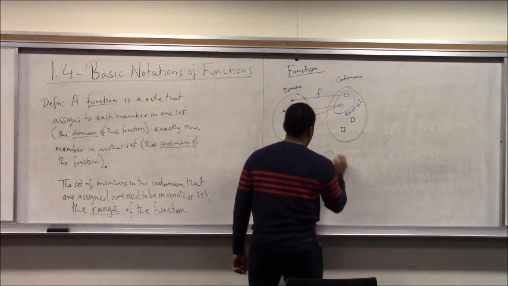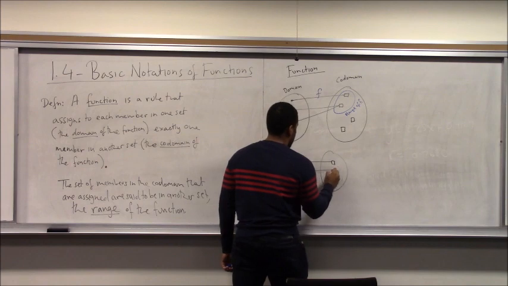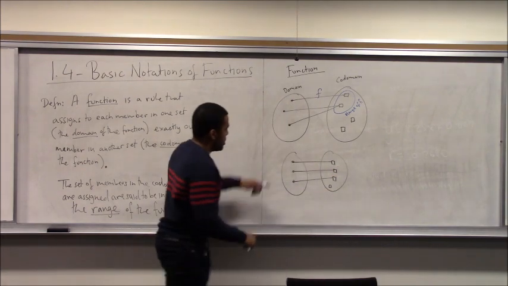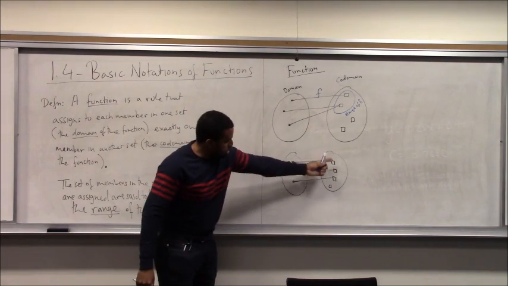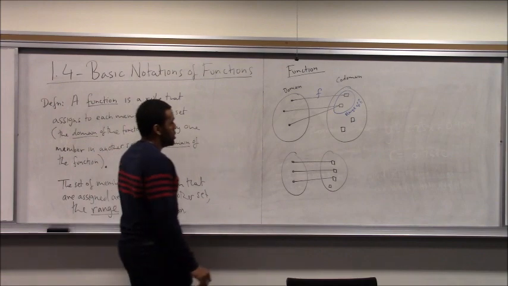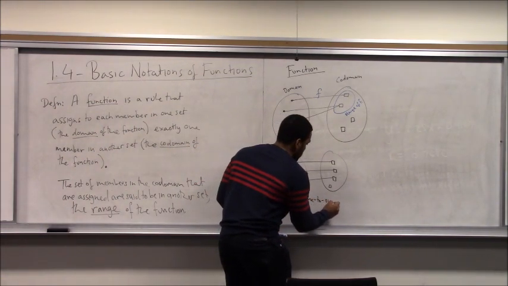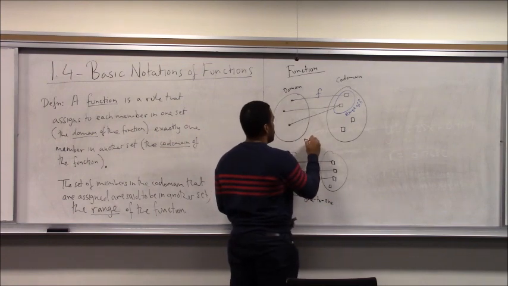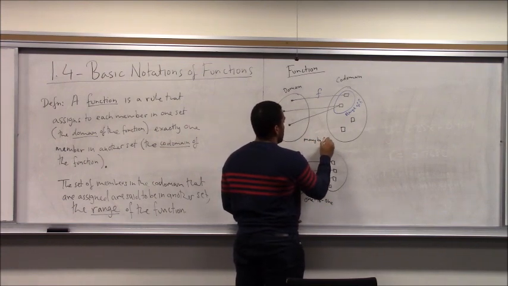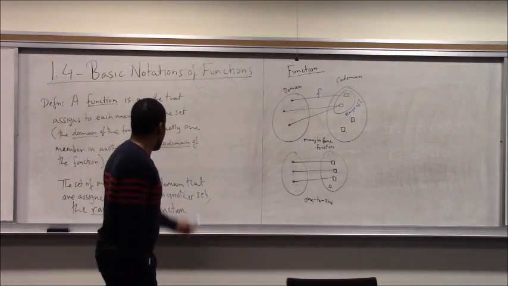Another example of a function would be something like this. Here, each person goes to one other person, and that person is distinct from any other person that was chosen before. So this is what we call a one-to-one function. This is what's called a many-to-one. But they're both functions. They follow this rule.